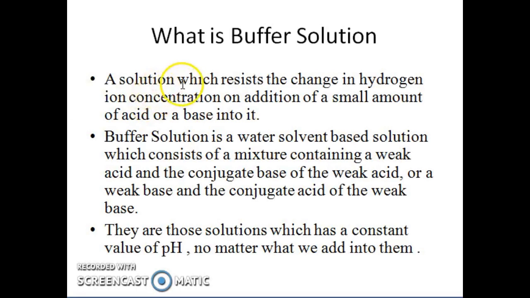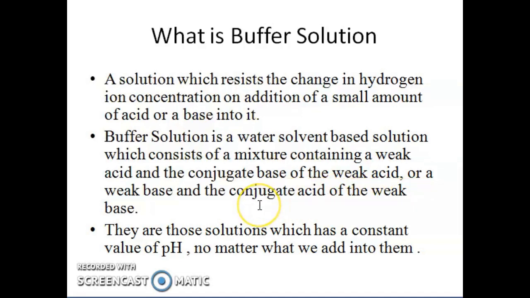Buffer solution. What is a buffer solution? A buffer solution is a solution which resists the change in hydrogen ion concentration on addition of a small amount of acid or base into it. So we could say a buffer solution is a water solvent based solution which consists of a mixture that contains a weak acid and the conjugate base of the weak acid, or it can be a combination of a weak base and the conjugate acid of the weak base.